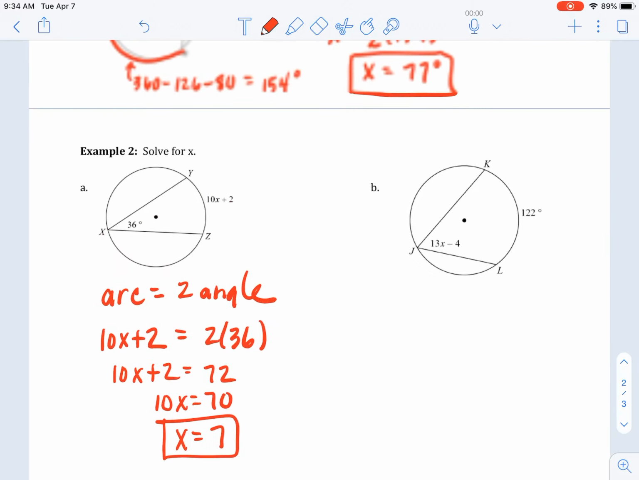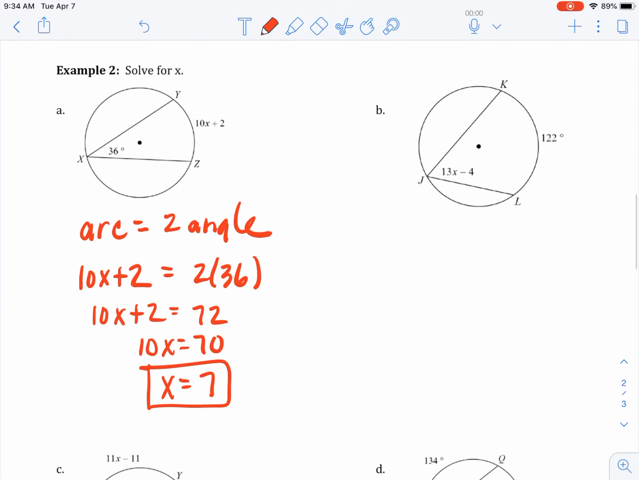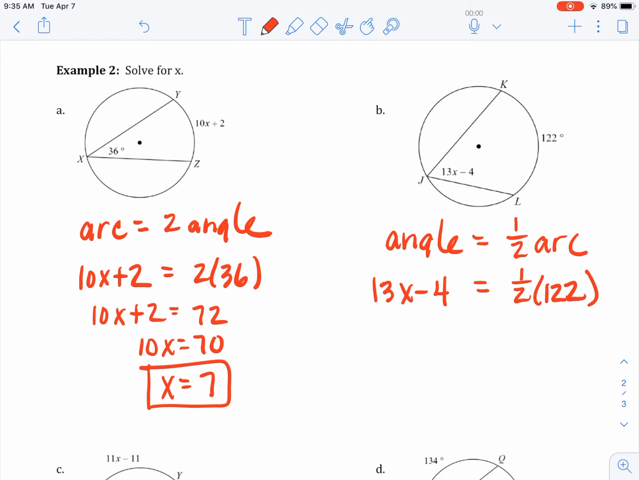All right. The difference between A and B in example 2 is the variable is now back on the angle. And so in that case, I like to keep the word angle alone because that's where the variable is. And then I'll use angle equals half of arc. So 13x minus 4 equals half of 122.